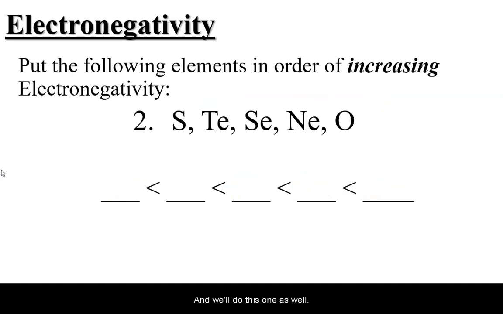We'll do this one as well. Sulfur is in group 16. Tellurium is in 16 as well. Selenium is also in 16. Neon is in 18. And oxygen is in 16 as well.